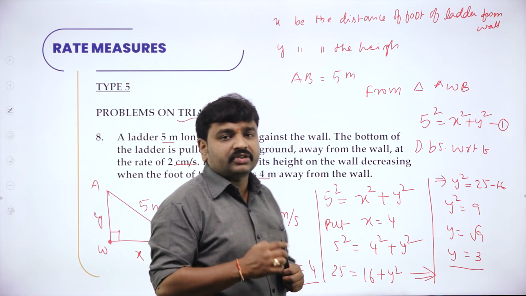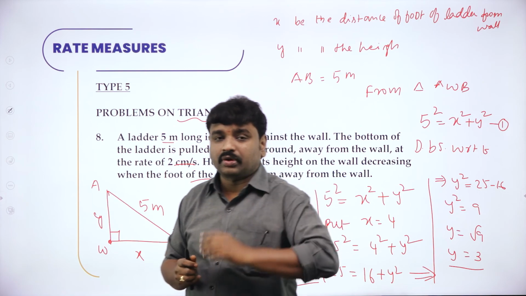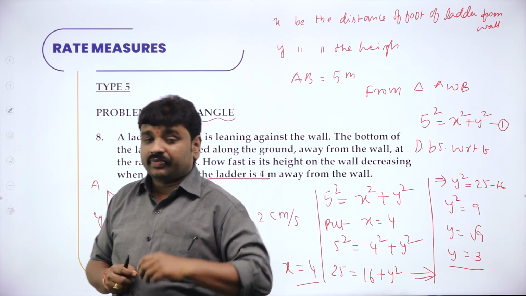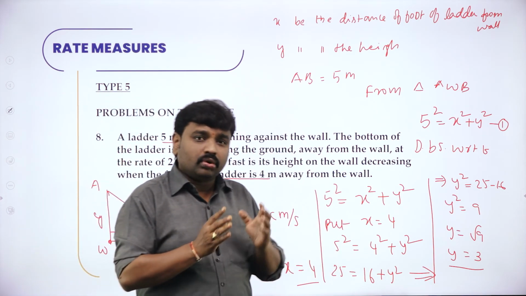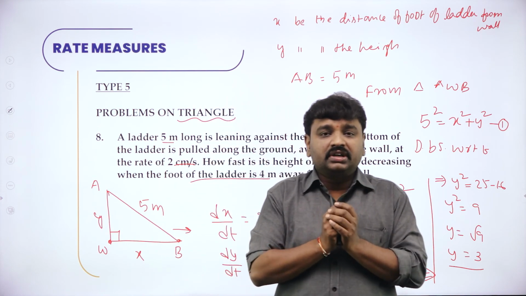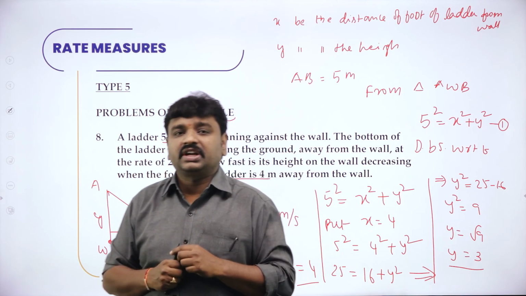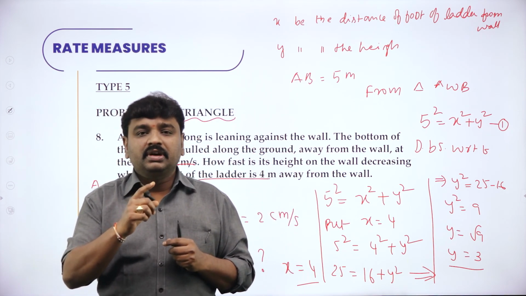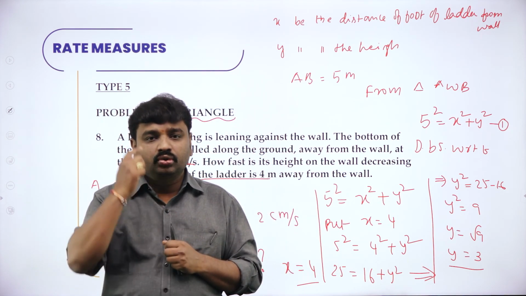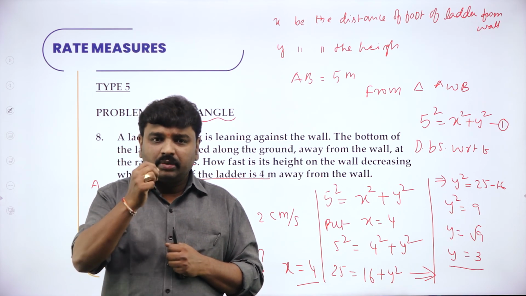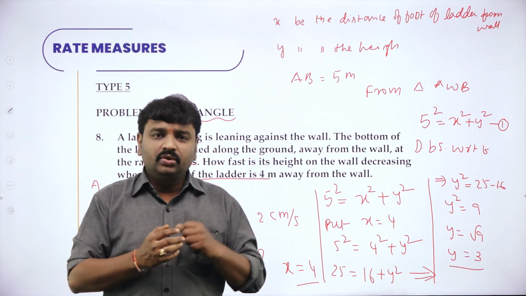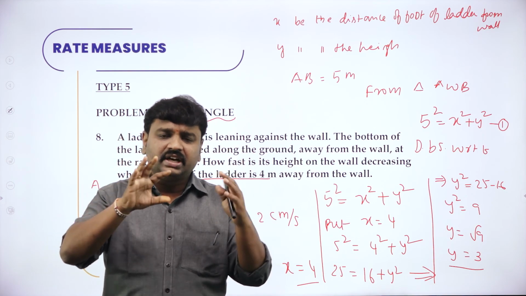So I am requesting, today I have done 2 types of problems. One cone, the other one triangle. Both are equally important. Pay more attention, revise them thoroughly, and then you can go ahead with different types of problems. Cone problem only, they will not give the volume of the cone. You should know what is volume of the cone. 1 by 3 pi r square h.